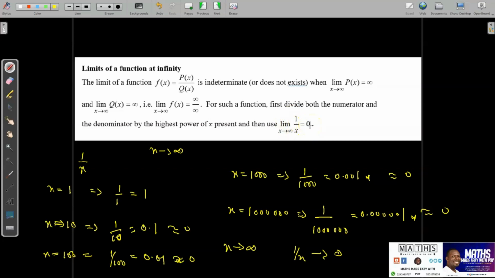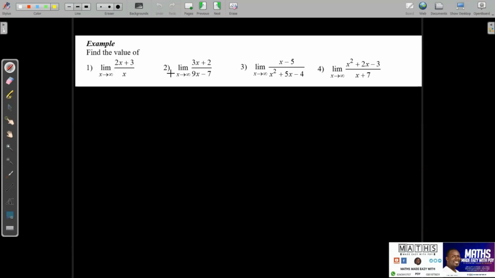This is a concept you are going to use in solving questions involving limits of functions at infinity. Please, are you all ready for that, so that you can start with some worked examples? Yes, please. Good. So to begin with, I have 4 questions here I want us to try our hands on. Question 1, 2, 3, and 4.